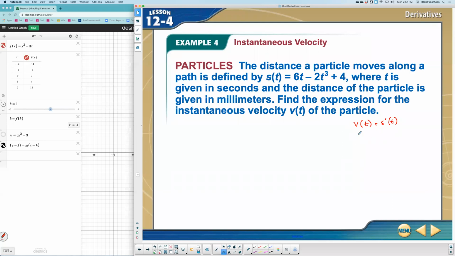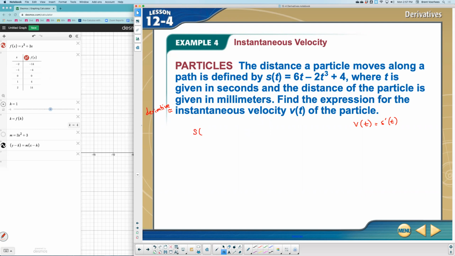Okay, so that's the relationship here. A derivative is the instantaneous velocity. So the first function tells you the position. The original function gives you the position of the graph at any time. The derivative, what that's going to find is its instantaneous velocity.